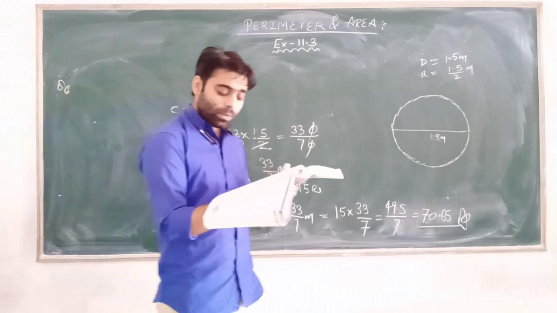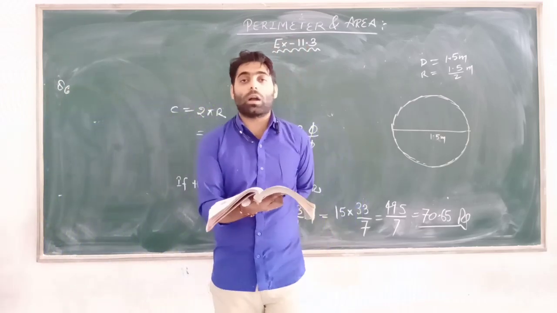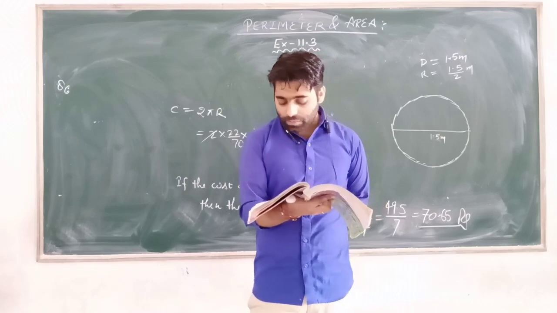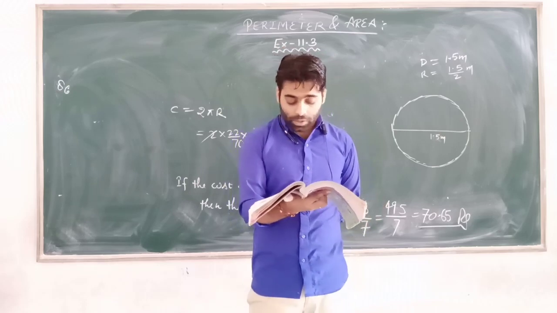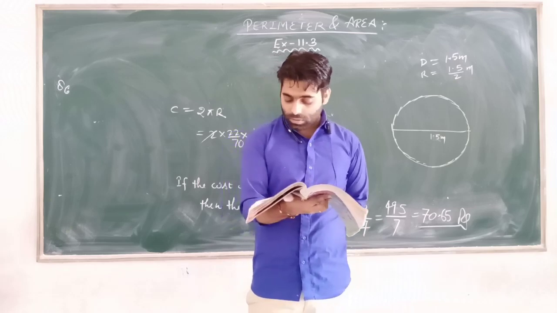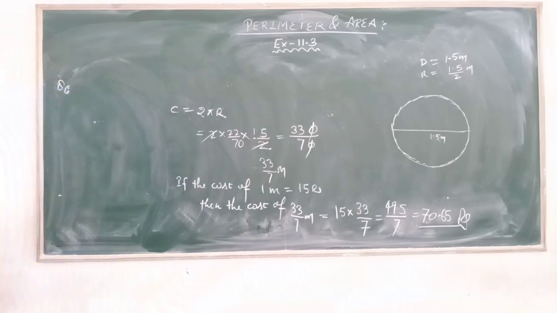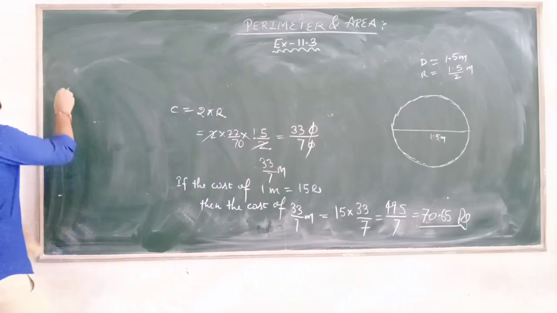Video explanation of question number 7. Take your book and start reading question number 7. The perimeter of the adjoining figure, which is a semicircle including the diameter, 10 centimeters. Question number 7, students, we are now going to discuss.